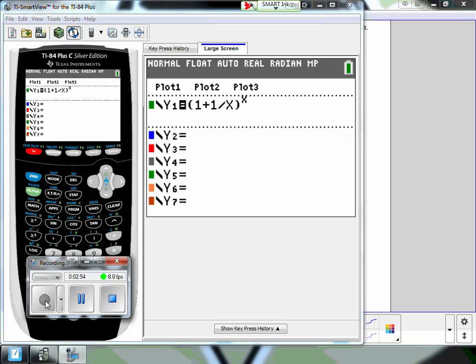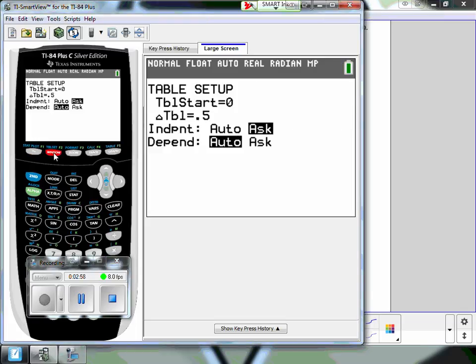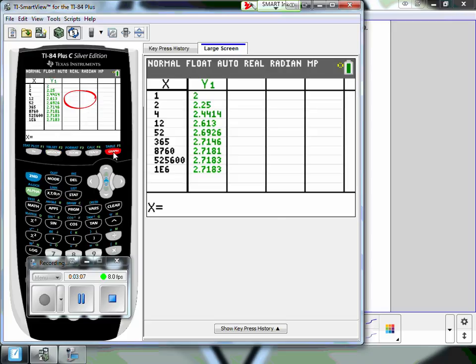Now that you have the function entered, I want you to go to table setup and make sure that you have it on ask. So we're going to be able to input any independent variable and it'll calculate the y. If you go to second table and in your x column put in 1, 2, 4, 12, and so on, you can see what the y values are that are returned. So go ahead and take a moment to plug in those x values and see what happens to the amount of money after 1 year.